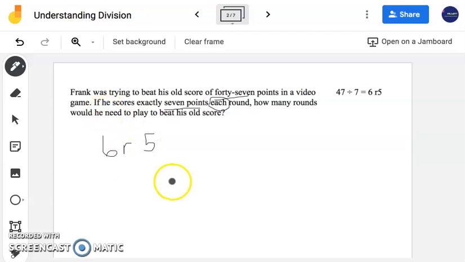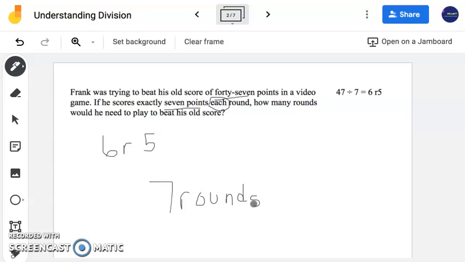That's telling me he was able to play exactly 6 rounds to score 7 points in each round. But he has 5 left over, so he still has an extra 5 points that he needs to continue to get in order to beat his old score. So if he only played 6 rounds, he wouldn't beat his old score because he would still have 5 points left over. But if he played 7 rounds, then he would be able to beat his old score. In fact, he wouldn't have anything left over and he'd have more points beating his old score.